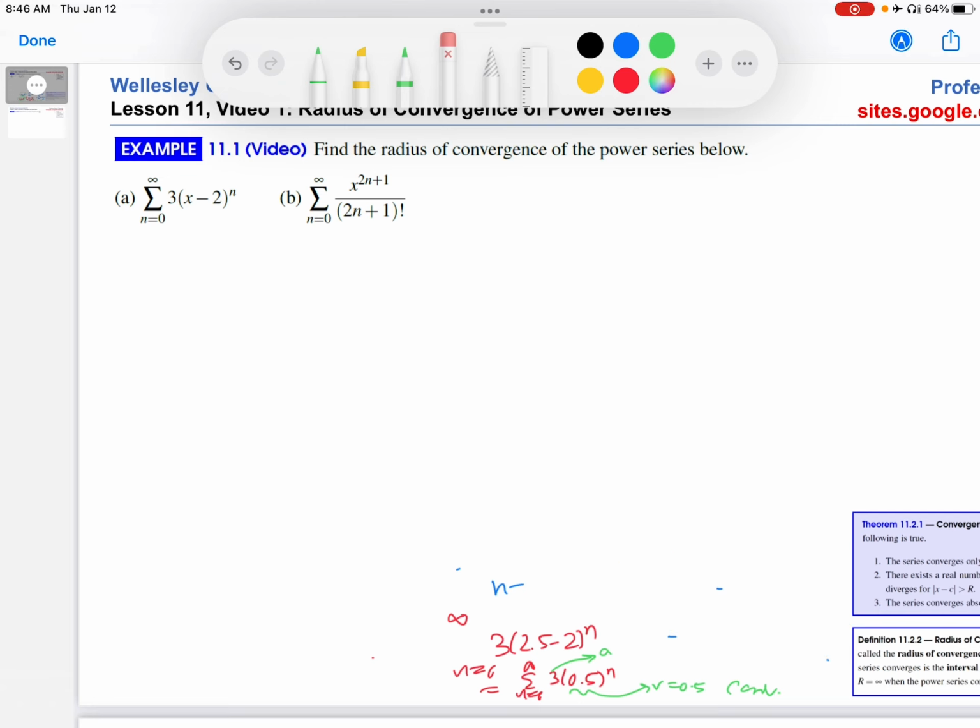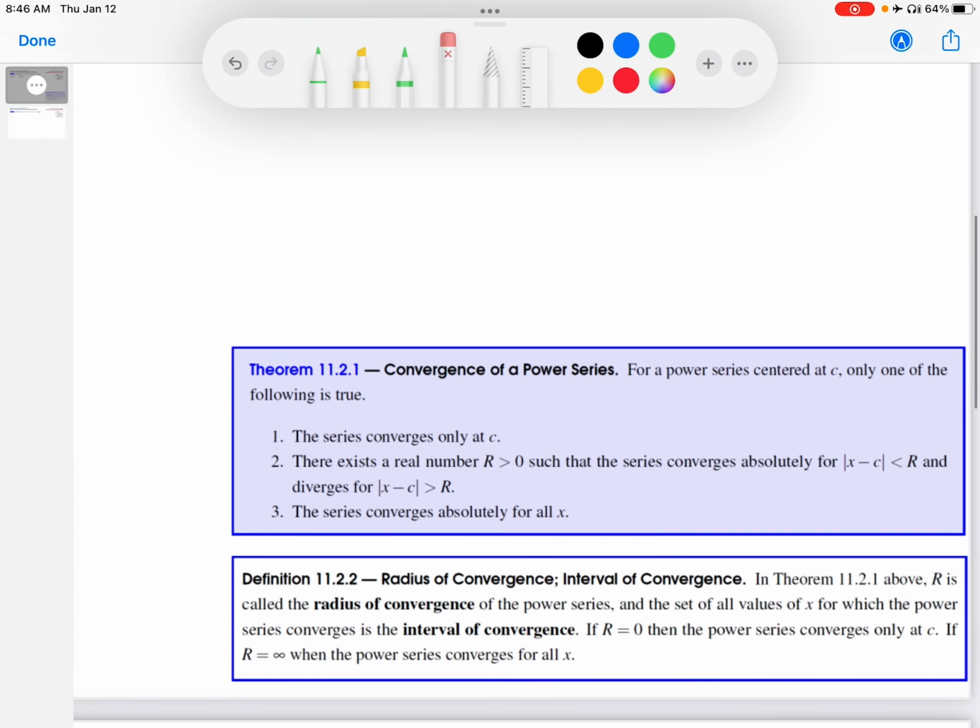Long story short, it's going to involve the ratio test, and we'll do that in about 2 minutes, right? But between now and then, I have to tell you about a nice little theorem that gives us the only 3 possibilities for what power series convergence could look like. So that's this theorem. This is in lesson 11. So what does it say?